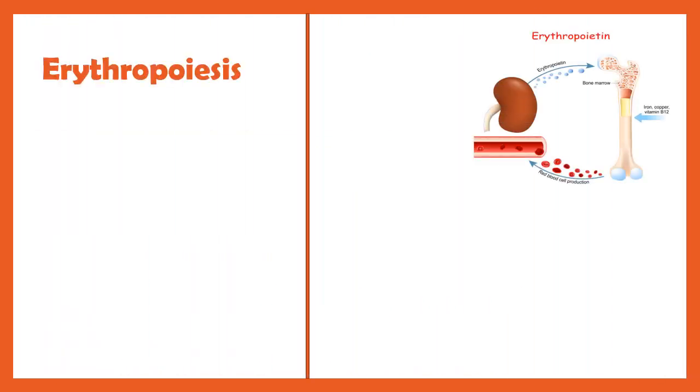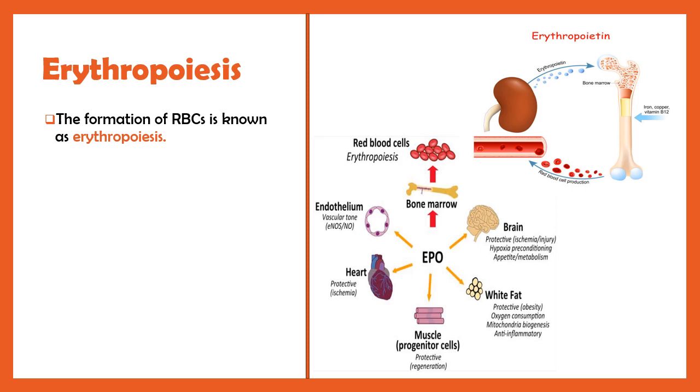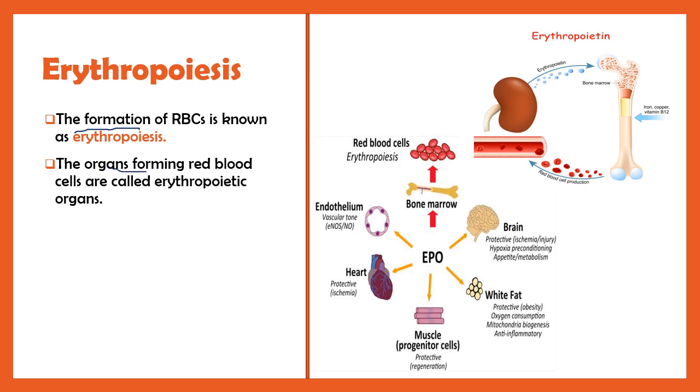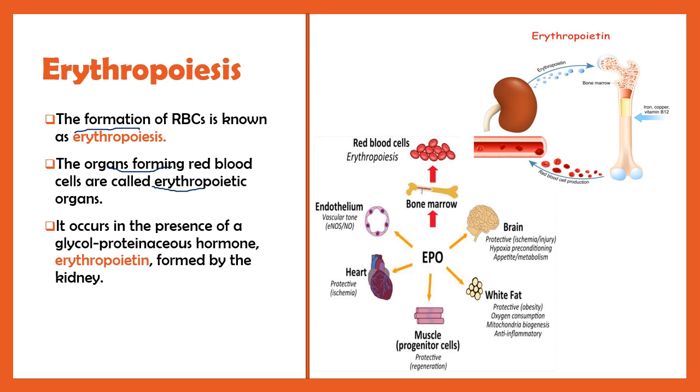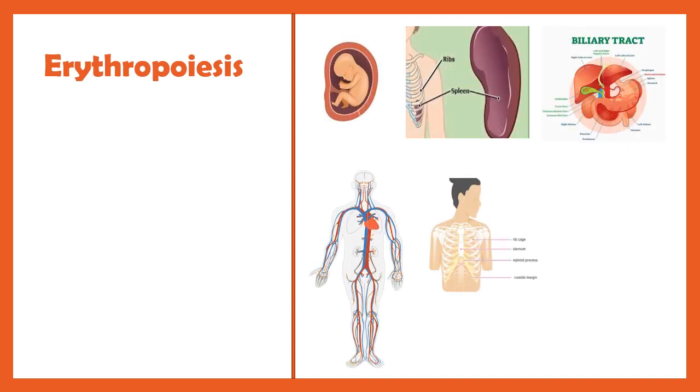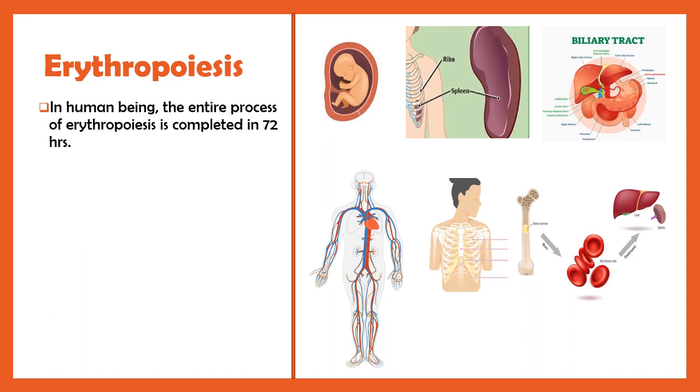Now let's move to the core topic of this video, that is erythropoiesis. The formation of RBCs is known as erythropoiesis. The organs forming red blood cells are called erythropoietic organs, right? This erythropoiesis occurs in the presence of a glycoprotein hormone known as erythropoietin. This erythropoietin is formed by the kidneys. In human beings, the entire process of erythropoiesis is completed within just 72 hours.